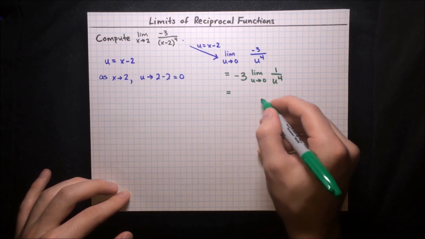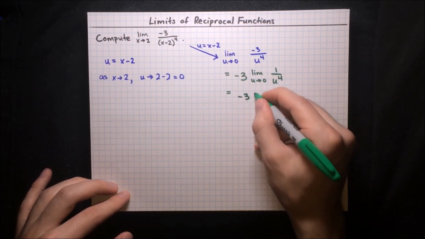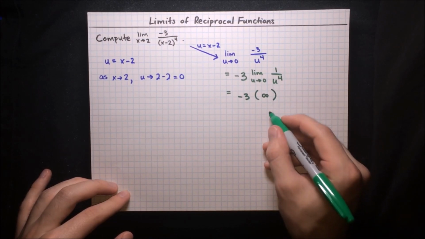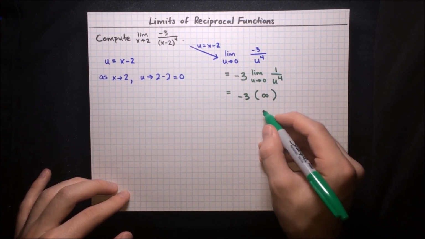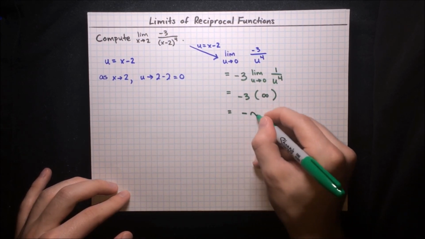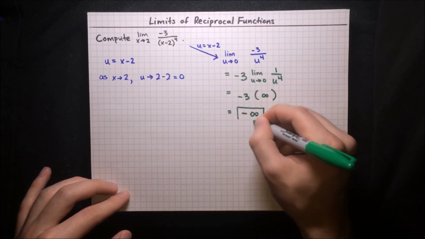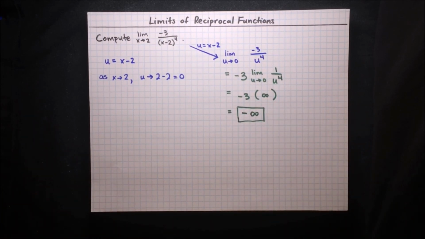So this limit is coming out to positive infinity, but we also have that negative 3 multiplying it. So negative 3 times positive infinity. 3 times infinity is still just infinity, but our negative sign turns this into a negative infinity. So there we go. There is the value of our limit. It approaches negative infinity. So now we know how to compute limits of reciprocal functions. And in the future, we'll continue to gain a lot more practice computing limits, including limits of exponential, logarithmic, radical, trigonometric functions, and so on.